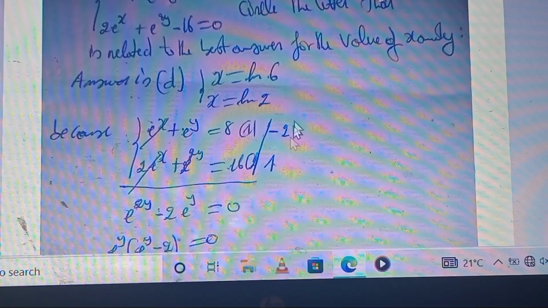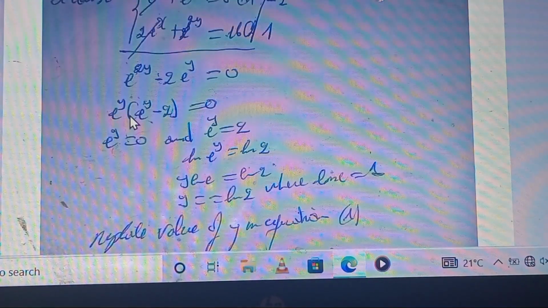Because here I may use elimination. I multiply by 2 and 1. Here we get 2 e power x and 2 e power x, which will be simplified. Then the remainder is e power 2y minus 2 e power y equal to 0. Then you factorize; e power y equal to 0 has no solution. But e power y minus 2 is equal to 0. Then you may apply ln in order to get the solution. You apply ln on both sides, then you get y equal to ln of 2, because ln of e is equal to 1.